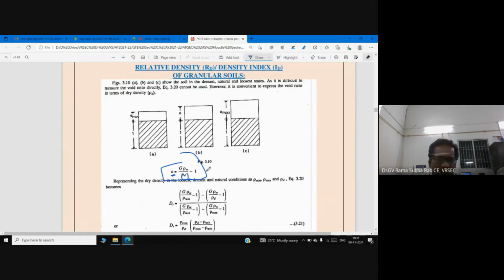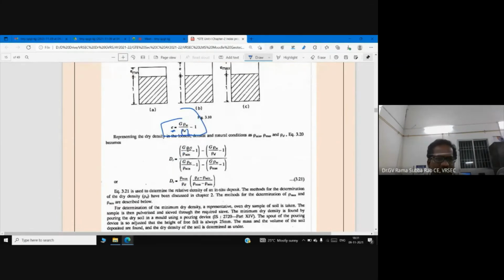So by rearranging this equation, (G ρw / ρd min - 1) minus (G ρw / ρd - 1), because I'm talking about the e here, in (e_max - e) / (e_max - e_min). By rearranging this equation, we will get ρd max / ρd × (ρd - ρd min) / (ρd max - ρd min).